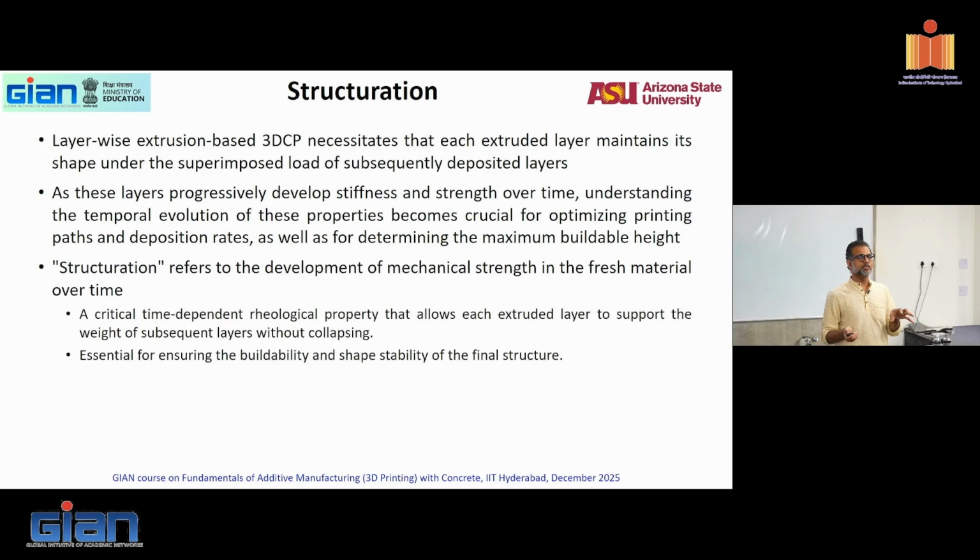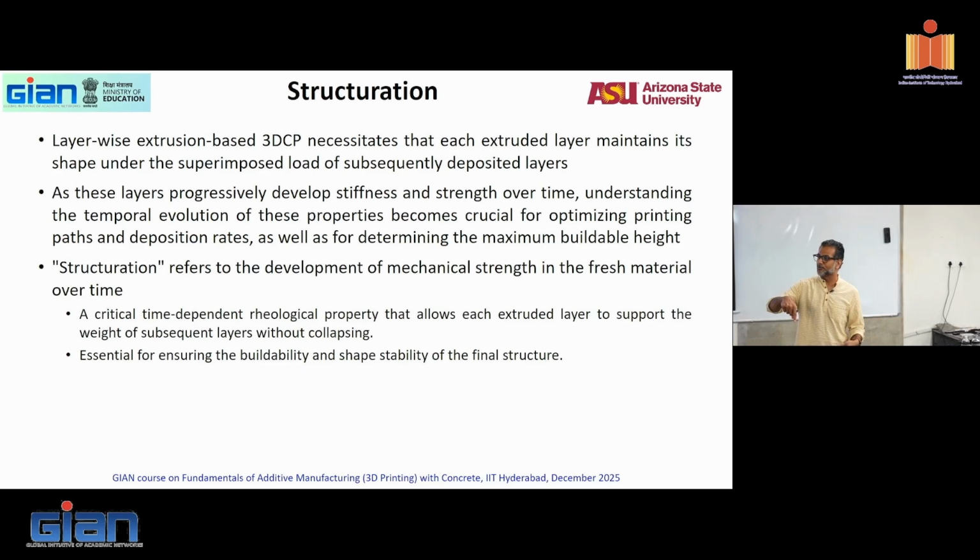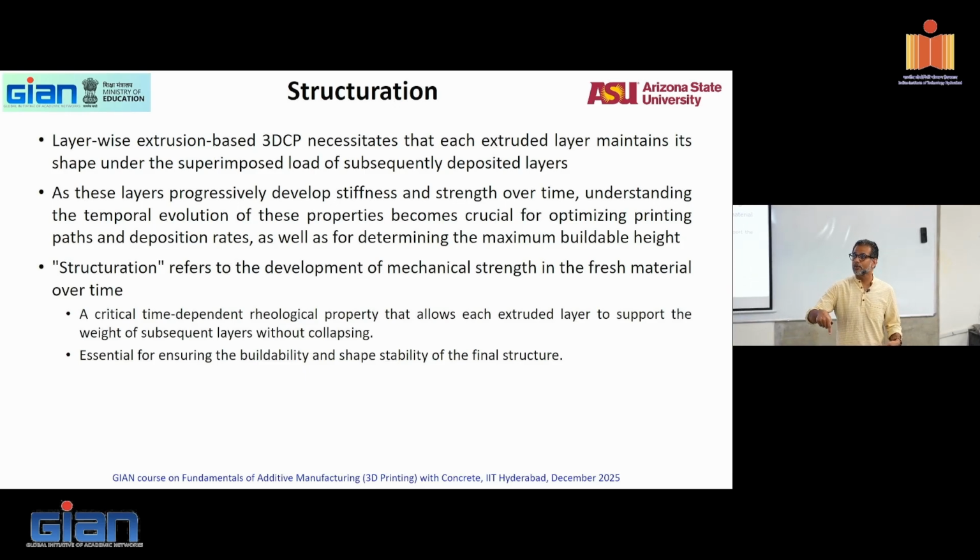Here is how we use thixotropy here. You need each extruded layer to maintain its shape under load. It's not enough that you just put one layer and that layer stays like that. The next layer has to come on top of it. And when does the next layer have to come on top of it? Pretty quickly, depending on how quickly you want the structure to be built up, right?